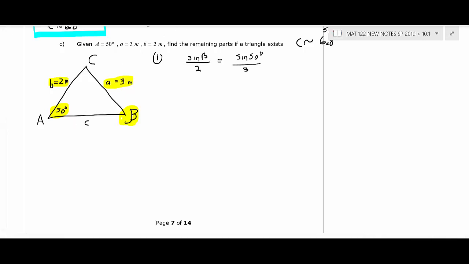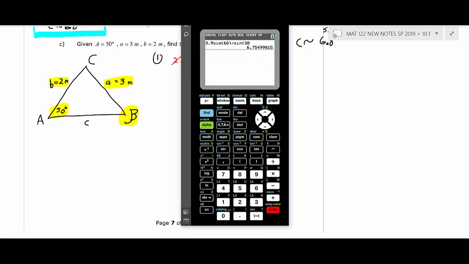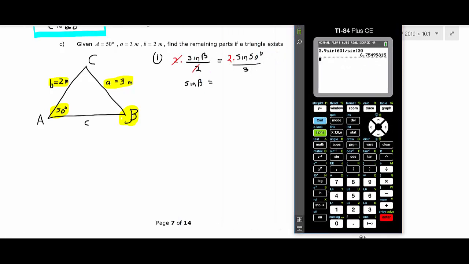Now what we need to do is just solve this ratio. Sine B over 2 equals sine 50 over 3. All I need to do is multiply both sides by 2 to get that to cross out. So now I'm solved for sine beta, and this will be the critical statement right here. I'm going to put this in the calculator: 2 sine 50 degrees, close parenthesis, divide by 3. It's not bigger than 1, so that means that there is a solution.